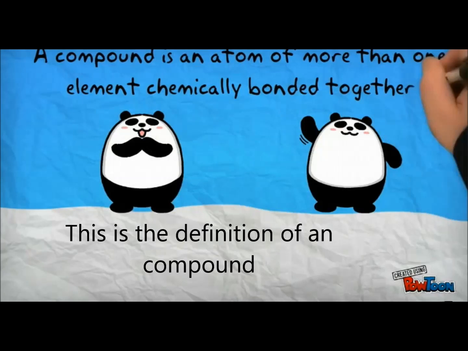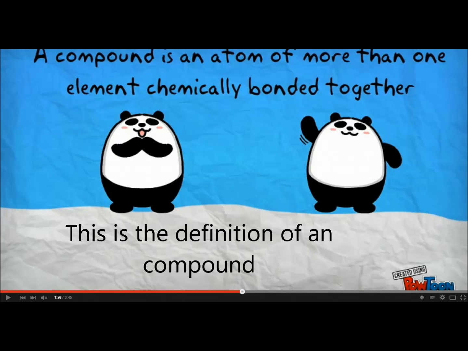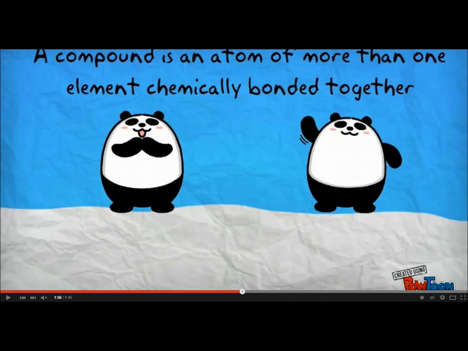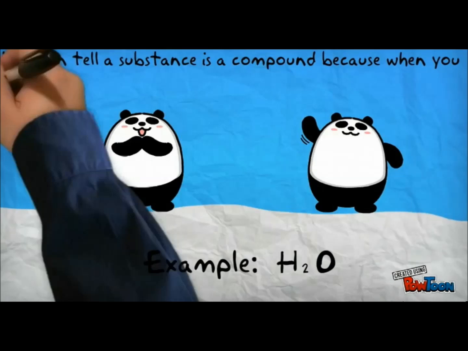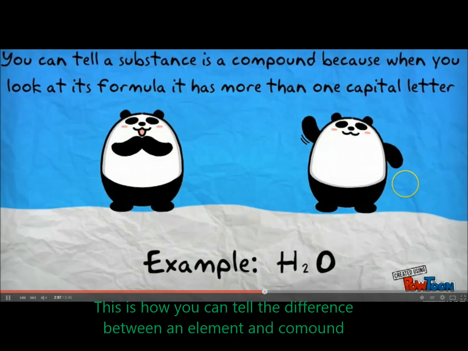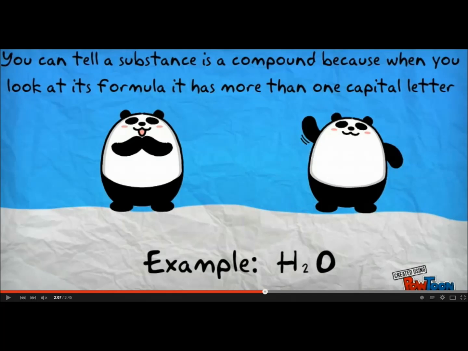A compound is made of an atom of more than one element, and they're going to be chemically bonded together. An example of a compound would be water. Carbon dioxide is another one. So we can tell a substance is a compound because when you look at its formula, there's more than one capital letter. So here's an example, H2O. We know H2O is the formula for water. Notice H little 2 O, 2 capital letters. Okay? You can have more than 2, but it has to be more than 1 to be a compound. CO2, carbon dioxide, that would also be 2 capital letters. Okay? Anything that's more than 1 capital letter is going to be a compound.